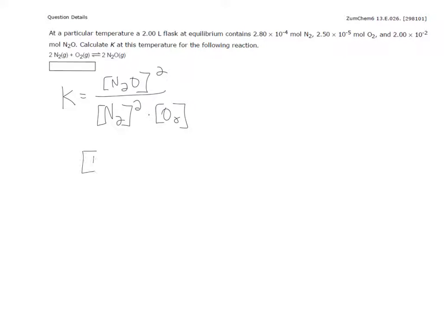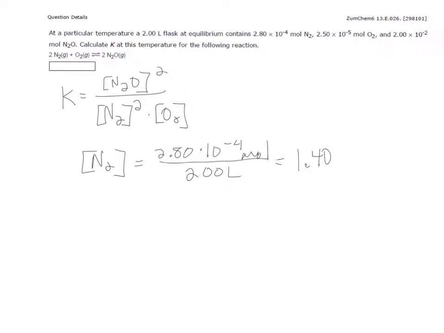Okay, let's start over. For N2 concentration, the number of moles they gave us was 2.8 times 10 to the negative fourth moles. But then to find the concentration, we would need to divide by the number of liters. And so that works out to be 1.4 times 10 to the negative fourth moles per liter, or molar.